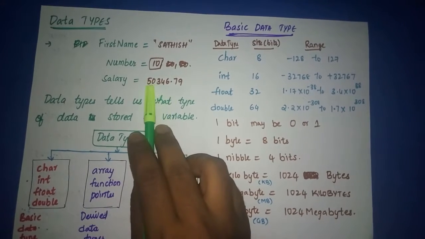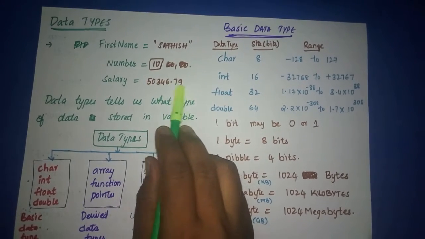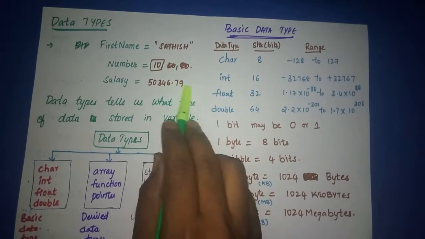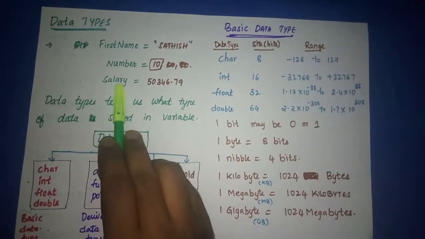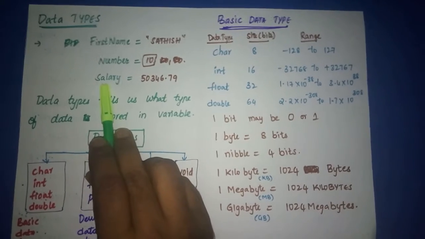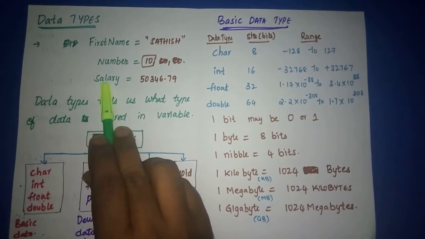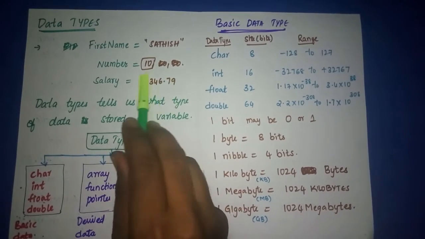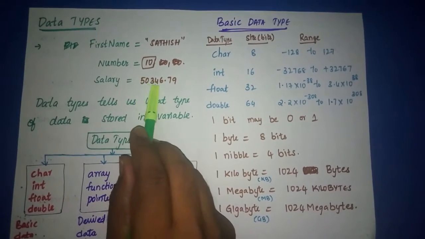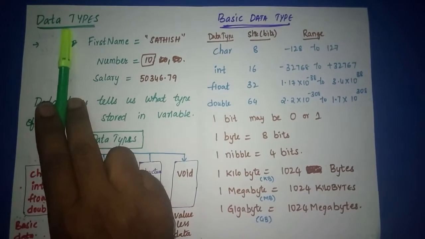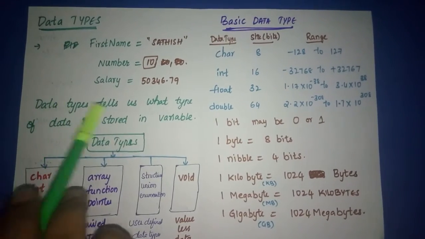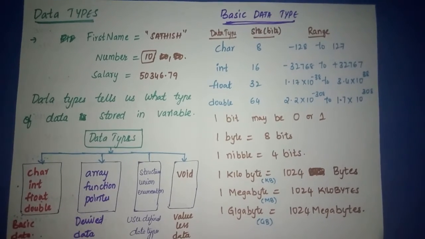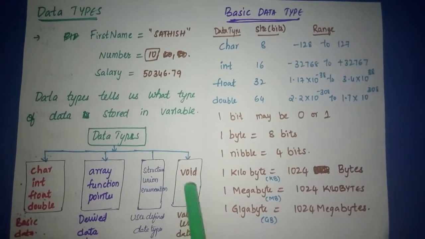For example, you want to store 50346.79, that is 50,346 rupees 79 paisa, as a salary. So salary is your variable. What does a variable hold? A variable holds a value. So this is the value. What type of value is it? That type will be explained by your data type. So in general, a data type tells us what type of data is stored in a particular variable.